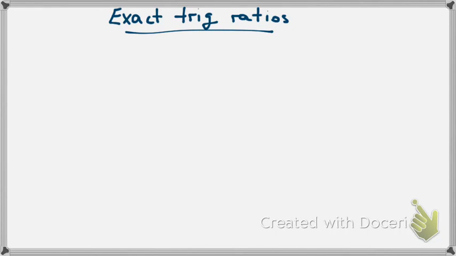Hi girls, so tomorrow we're going to talk about exact trig ratios, and I'm just going to show you a quick video on how to find them. We do it by creating triangles that are nice. What I mean by that is we need right angle triangles because we're going to do SOHCAHTOA, and so we use triangles where we know something about the side ratios already.